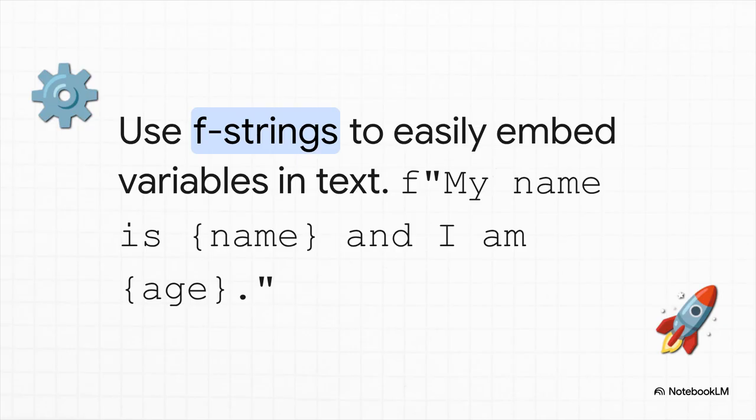Now, what if you want to mix your variables right into your text? For years, there were a few ways to do this. But today, the best, cleanest, and most modern way is using f-strings. You just put an f right before the first quote, and then you can pop your variables directly into the string by putting them inside curly braces. It's so much more readable.